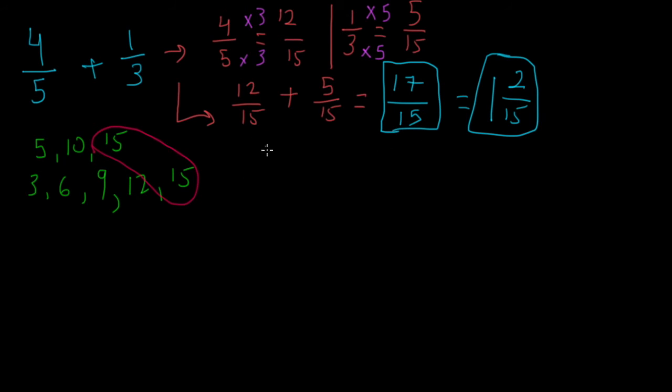But again, all we did here is we made 4/5. We changed it to 12 out of 15. And then we took 1/3 and changed it to 5 out of 15. And this gave us 17 out of 15.